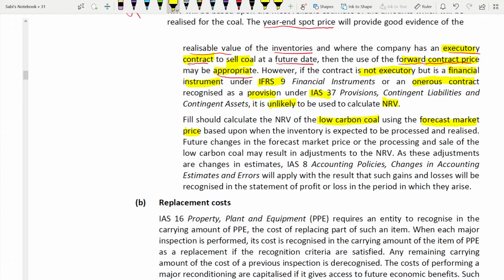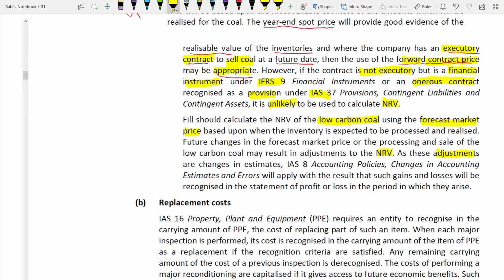Future changes in the forecast market price, because you know that in the future the forecast price might change, right? Or the processing and the sale of the low carbon coal may result in adjustments to net realizable value. Remember, you have to make adjustments to net realizable value, because in the future the market price might change, or even the processing and the sale of the low carbon coal may need some adjustments. So what are these adjustments known as?